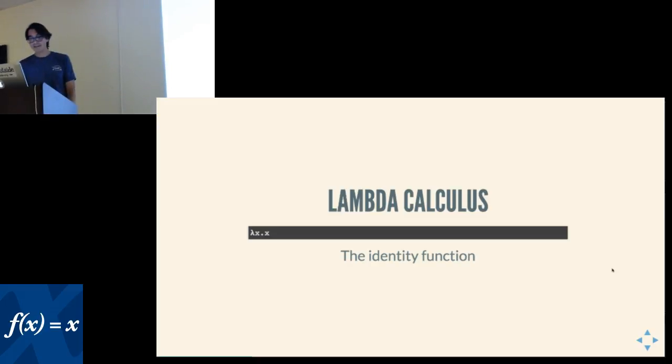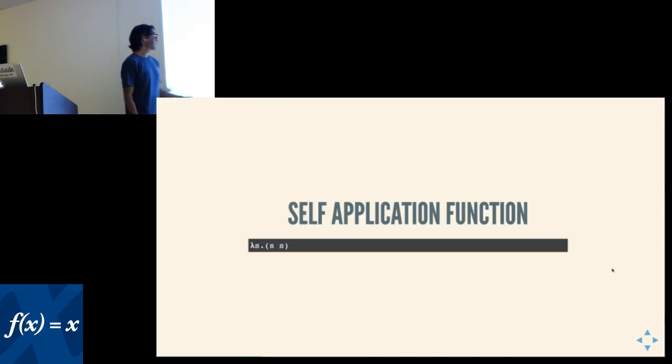There are other functions that are famous. This is called the self-application function. Notice to apply an argument in lambda calculus, you don't actually use parentheses. The parentheses here are just to disambiguate the body on the right side of the period from the definition on the left. And this says I have a bound variable s. If you give me an s, I will apply s to itself.